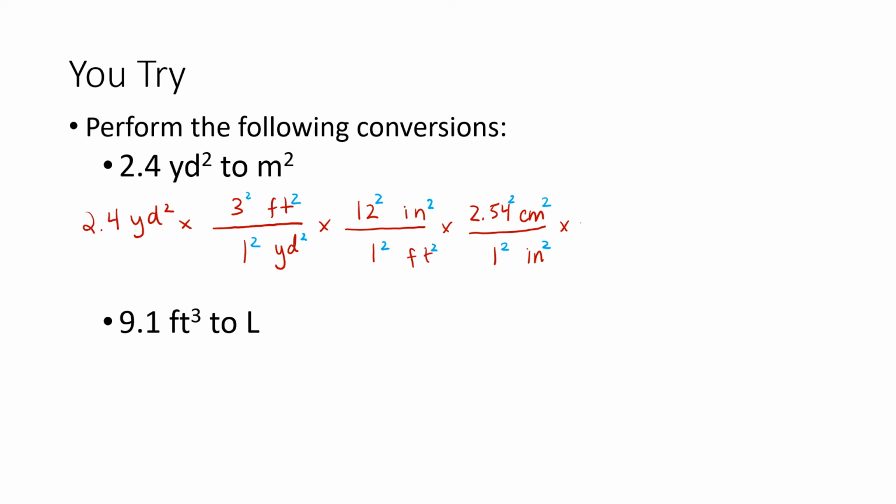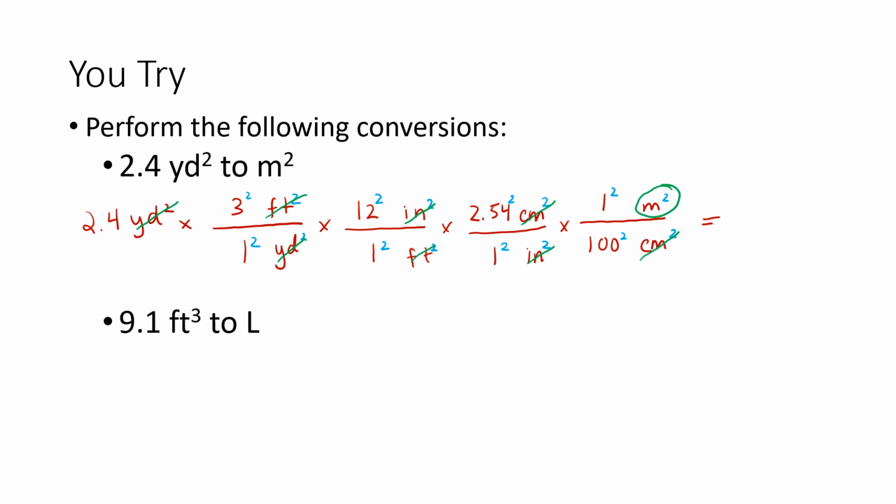We can convert centimeters into meters. There's going to be centimeters on the bottom, meters on the top. 100 centimeters is 1 meter. And we have to square everything. So if we go back and check, yards squared cancel, feet squared cancel, inches squared cancel, centimeters squared cancel, and meters squared is what we're left with.